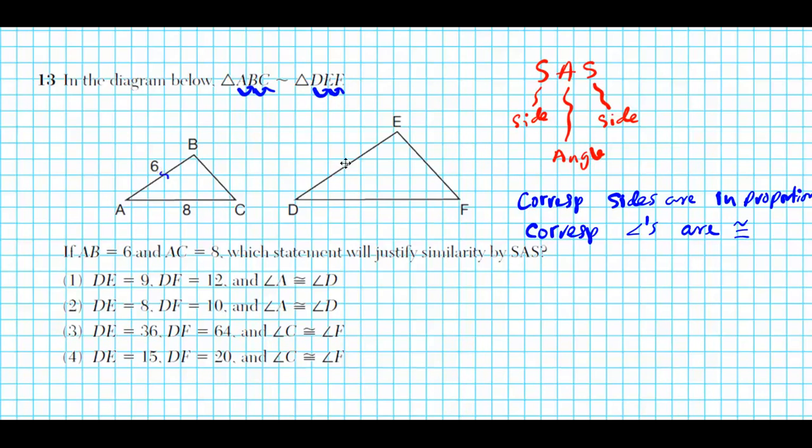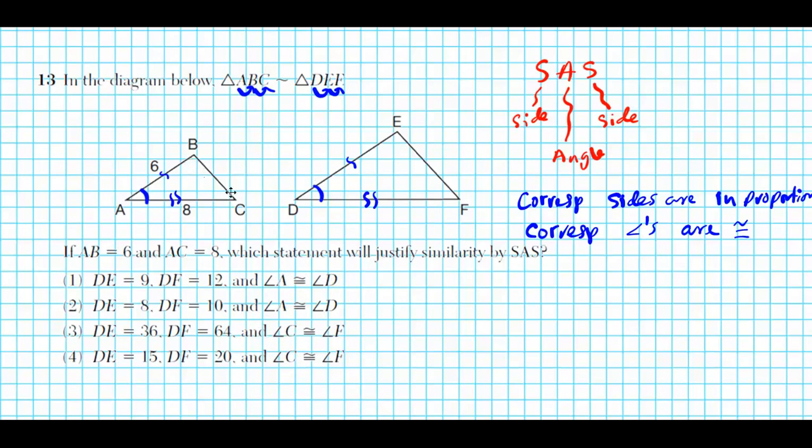So this side corresponds to this side, and this side right here corresponds to this side. So these are the SS for SAS. To justify similarity, this angle must be congruent to this angle. Look at the options we have. Which of them has angle A being congruent to angle D? Well, C is also congruent to F, so it could be any of these because these are corresponding angles and they're congruent. So by relying on the angles alone, we cannot get the correct answer. So we have to look at the proportionality of the sides.